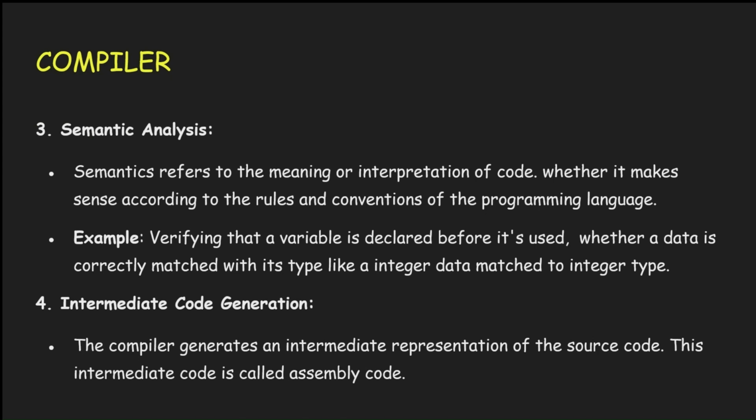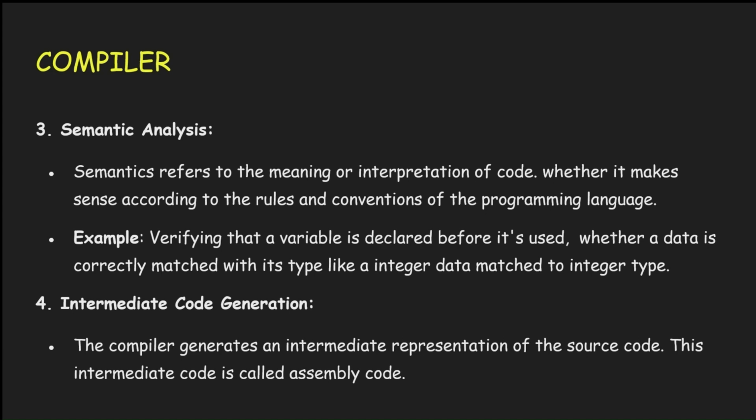Step 3. Semantic analysis. Semantics refers to the meaning or interpretation of code. It checks whether the code makes sense according to the rules and conventions of the programming language. Example, verifying that a variable is declared before it is used. In C language, a variable should be declared before it is used. Another example, whether a data is correctly matched with its type, like an integer data must be matched with its integer type.